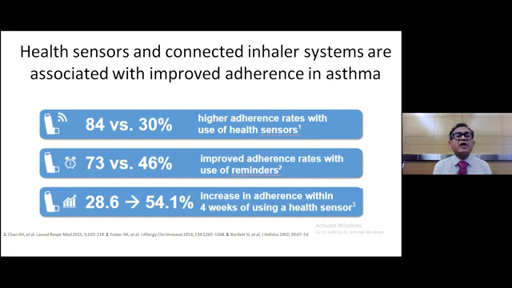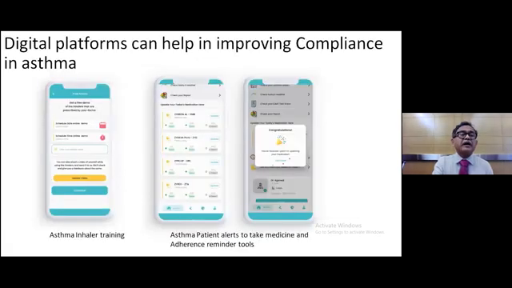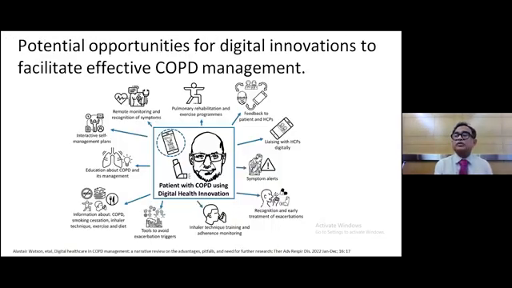And there is no doubt that in asthma, the compliance and adherence improve significantly compared to the other ways we try to make the patient compliant. So the difference is very great. And digital technology, by teaching the patient through an asthma alert training program, with alerts to take the medicines and adherence reminder tools, is very important, and that can improve the asthma medications being taken properly.